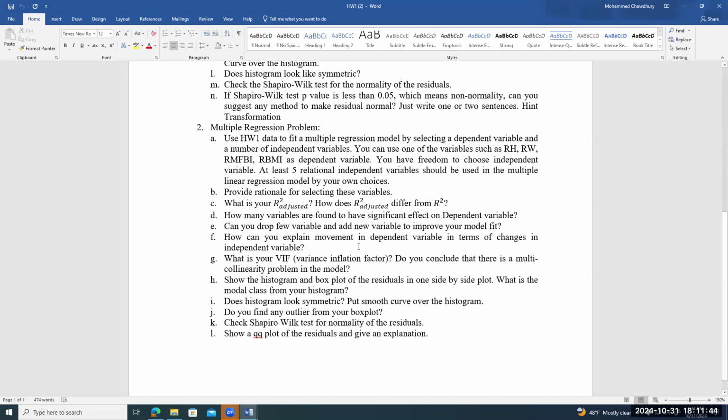Okay, let me see. How can you compute the variance inflation factor? Suppose your regression model has 10 independent variables. You take the first independent variable and model it as the dependent variable, with the rest, x2 to x10, as independent variables. Then you compute R square, and then you compute the variance inflation factor, which equals 1 over 1 minus R square. Remember?